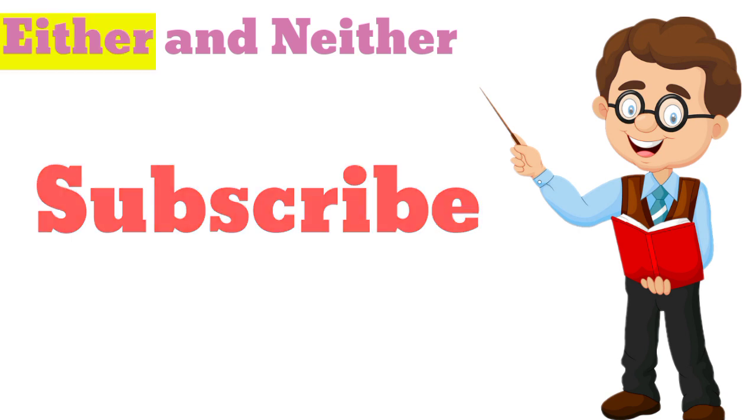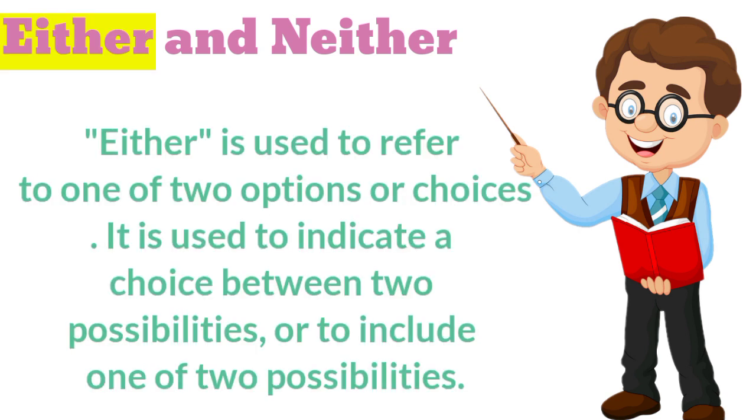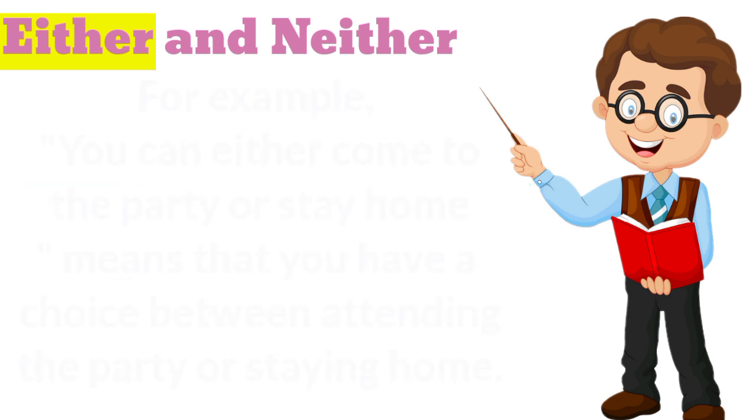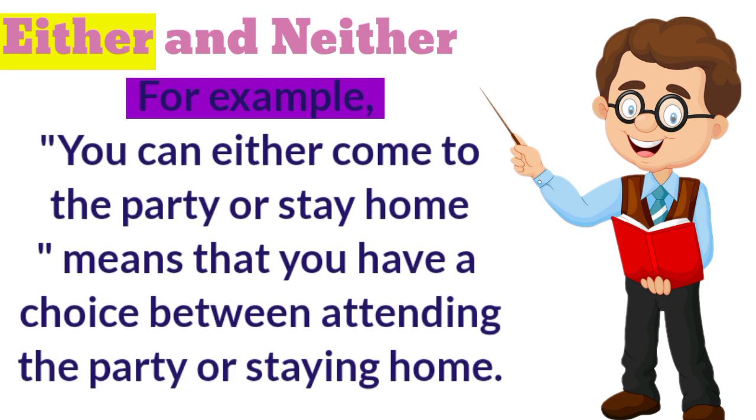Either is used to refer to one of two options or choices. It is used to indicate a choice between two possibilities or to include one of two possibilities. For example, you can either come to the party or stay home. It means that you have a choice between attending the party or staying at home.